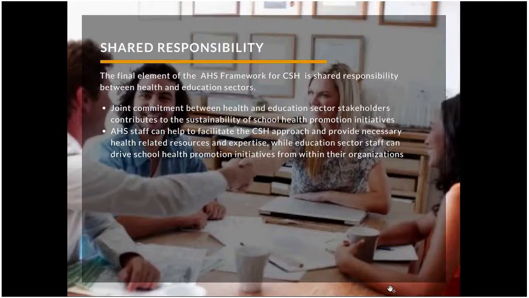AHS staff can help to facilitate the comprehensive school health approach and provide necessary health-related resources and expertise, while education sector staff can drive school health promotion initiatives from within their organizations. By building capacity among education sector partners on an ongoing basis, AHS staff contribute to the sustainability of school health promotion. Strong partnerships between health and education partners take time and commitment towards building trust, developing a mutual understanding of each partner's language and values, and agreeing on appropriate and meaningful responsibilities for each partner.